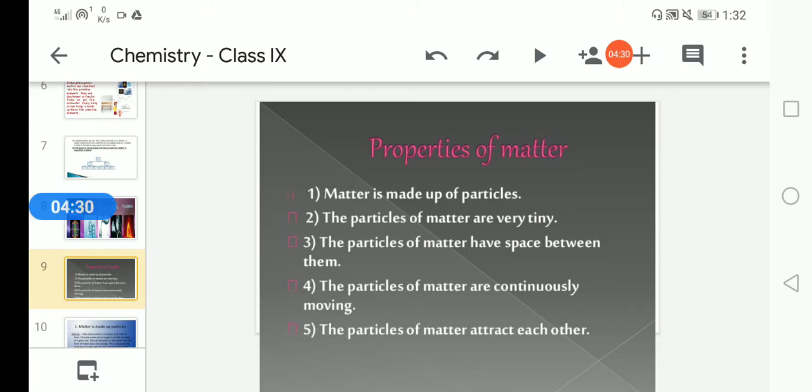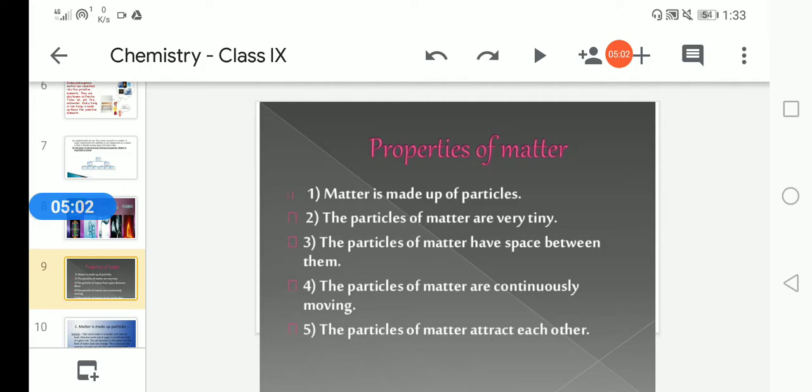Here comes the properties of matter. What are the different properties exhibited by this matter? First one, matter is made up of particles. Second point, particles of matter are very tiny or small in size. Third one, the particles of matter have space between them. Fourth one, the particles of matter are continuously moving. And the last one, the particles of matter attract each other.